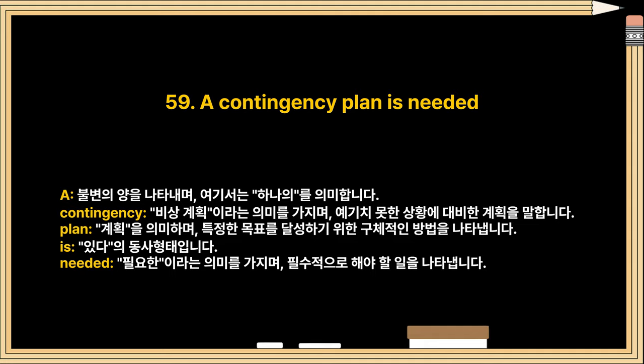A contingency plan is needed. A contingency plan is needed.